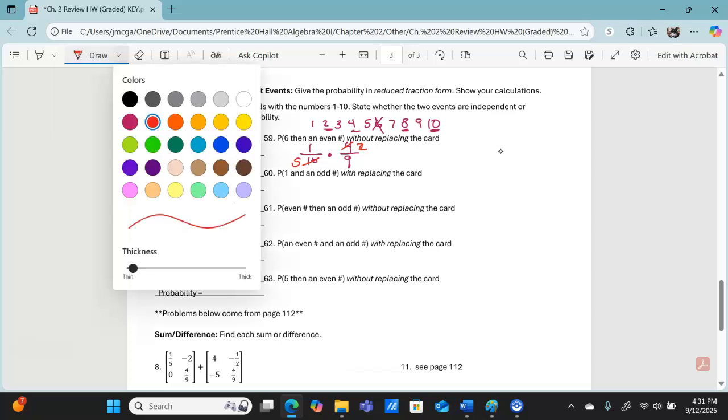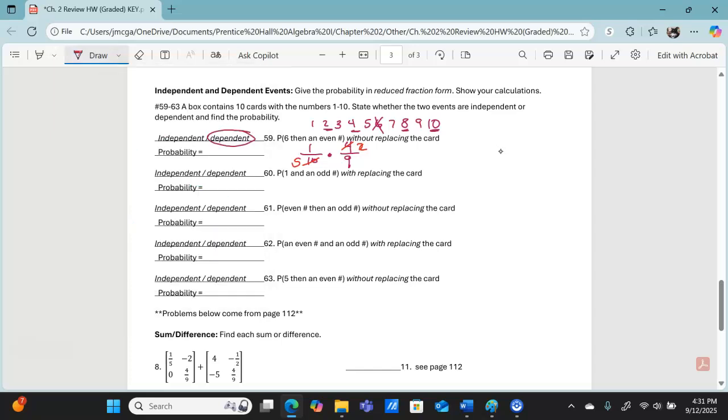And so that will reduce to 1 over 5 times 2 over 9. And so we end up with 2 over 45, and show that fraction there. Probability of pulling a 1 and then an odd number, but you do replace the card, so it's independent. One pull doesn't affect the other one.